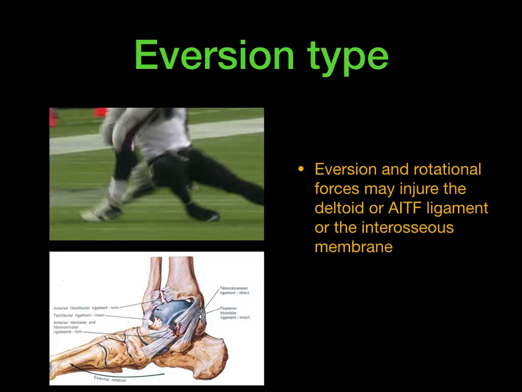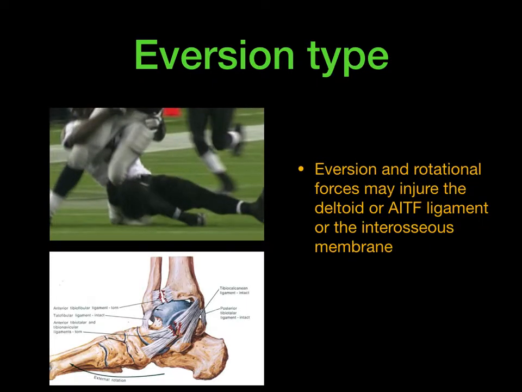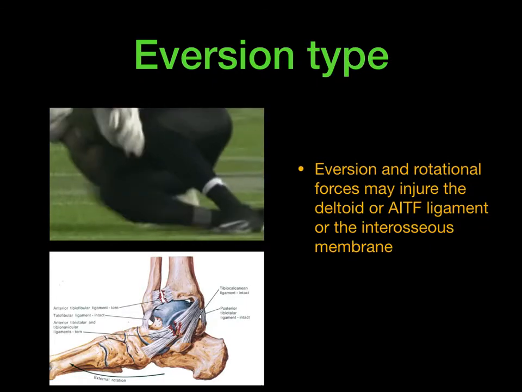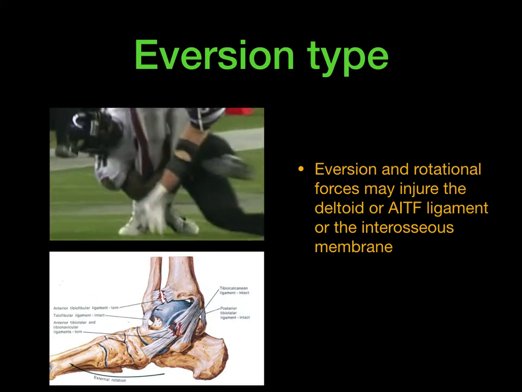The other type is the eversion type along with the rotational forces, and they result in injury of deltoid or AITFL ligament or more proximally the interosseous membrane. So this is a classical example of how one would injure their inner structures along with the interosseous membrane.